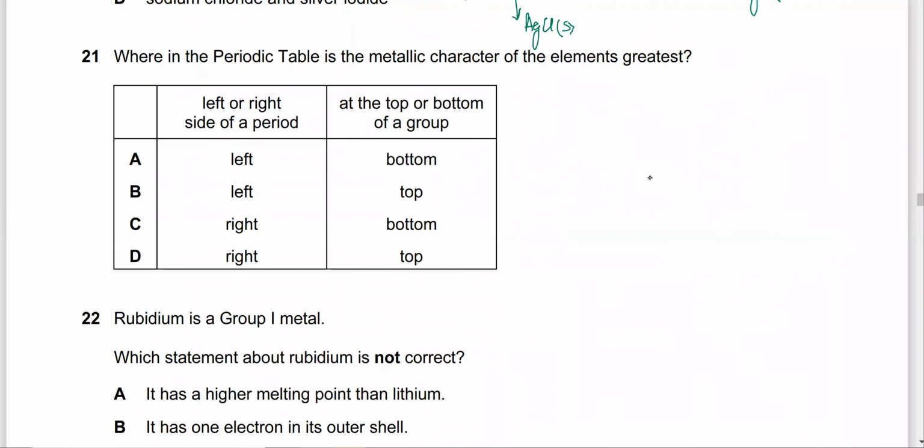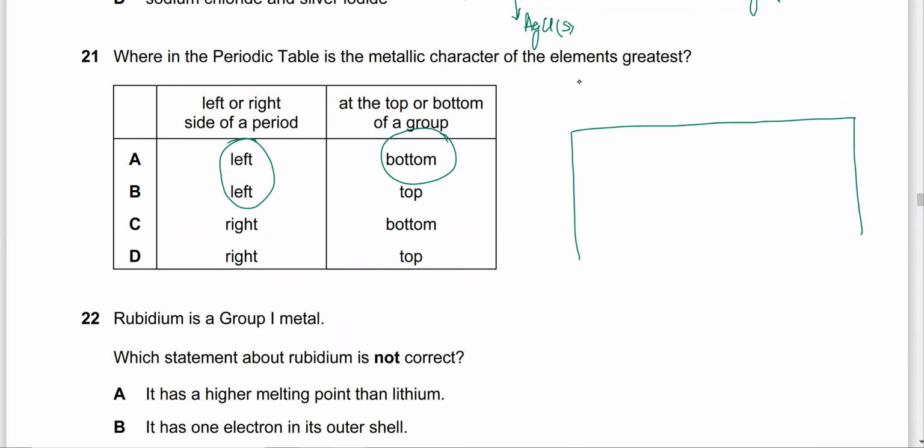So next is, where in the periodic table is the metallic character of element greatest? So you must know that left or right side, left side, ठीक है? और bottom या top, ये याद रखना bottom के. If you look at the periodic table, तो metals इस side पे होते थे, और non-metals were on the other side. और bottom के ऊपर metallic character होता क्या है? That they lose electrons, right?